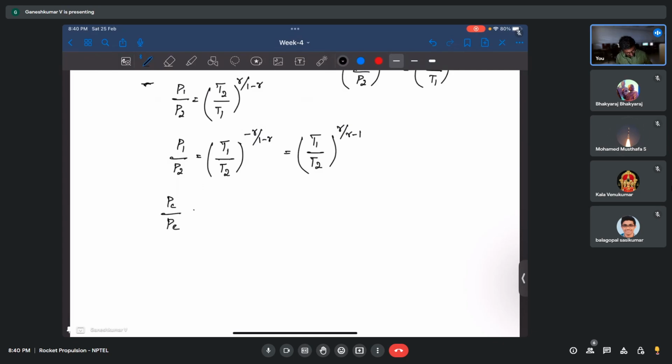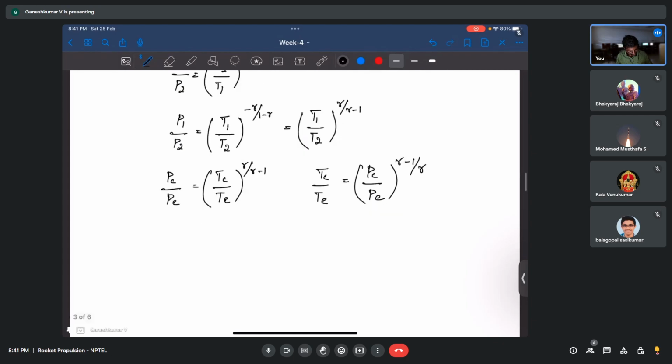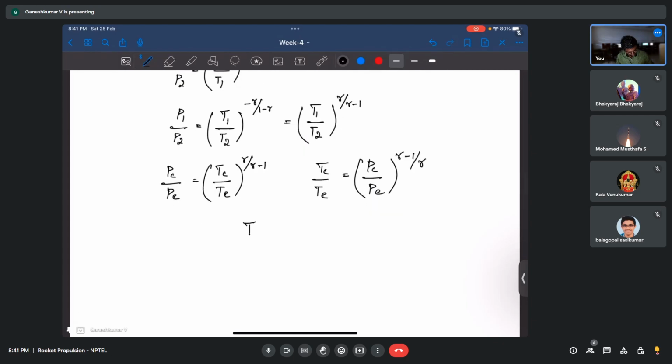We can write T chamber by T exit. What we need is T exit, so we can replace it: T chamber by T exit is equal to P chamber by P exit to the power. Just take the exponential to the other side. So if I want to find the T exit, it is T chamber divided by PC by PE to the power gamma minus 1 by gamma.